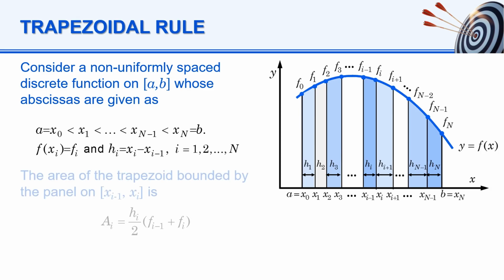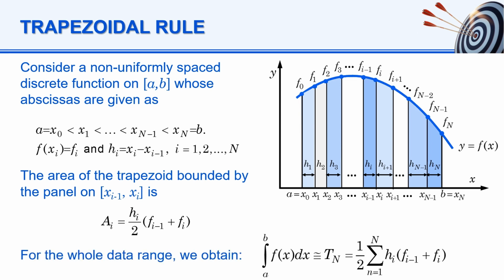The area of the trapezoid bounded by the panel on x_{i-1} to x_i is written as follows. For the whole data range, we obtain a general formula for the trapezoidal rule as follows.